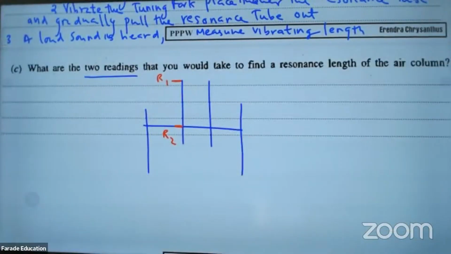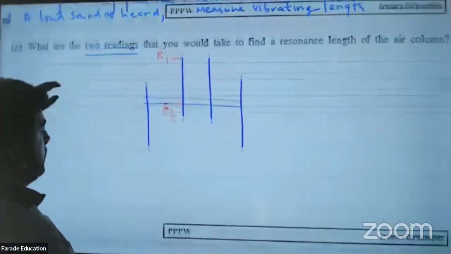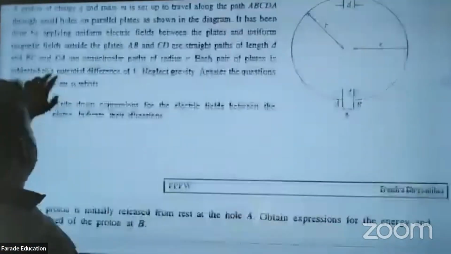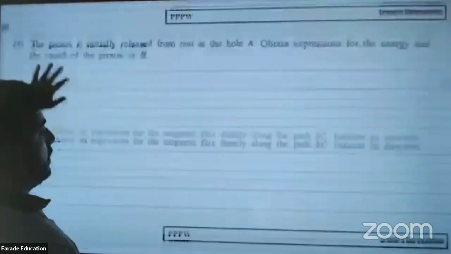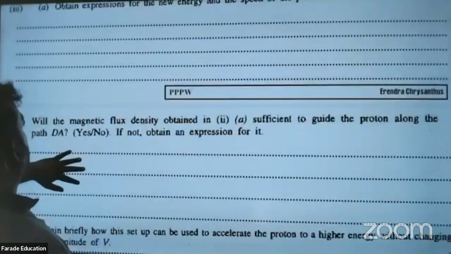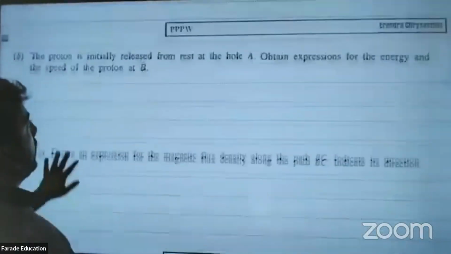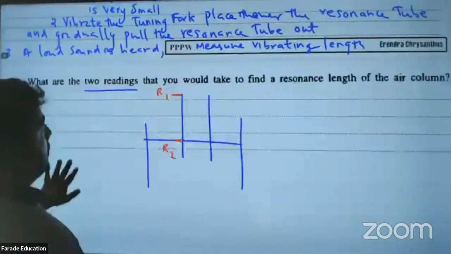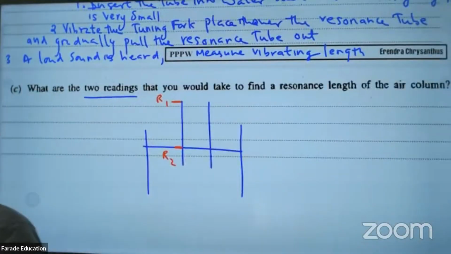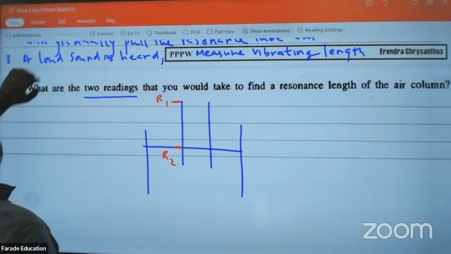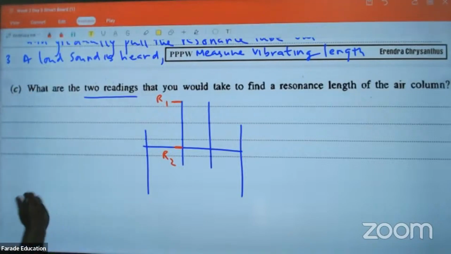Actually, there are a few more questions which are not printed here, which I will do. Maybe the page has disappeared. There is a part D.